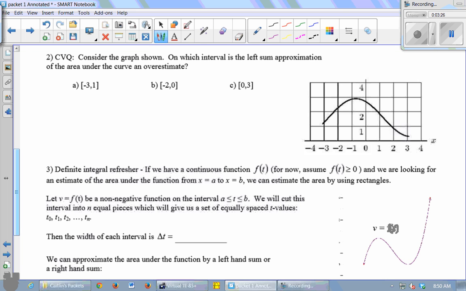All right, so here is a graph, and we want to talk about approximating the area under the curve using a left-hand sum. On what interval would the left sum be an overestimate? So maybe we should just draw in the left sum for the whole graph. So that means that on each interval, we're going to use the height of the graph on the left side to make a rectangle. Remember this? So from -2 to -1, I use the height of the graph at -2 to build a rectangle.